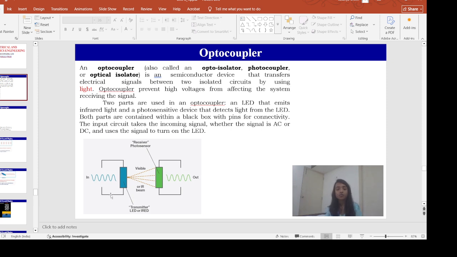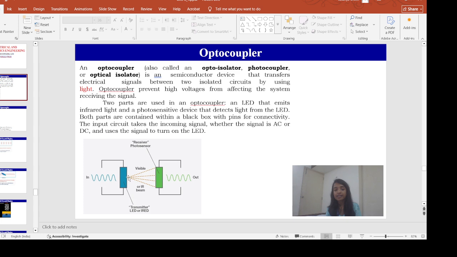So at the transmitter side, when you are giving the electric supply to this infrared LED, it will emit the infrared light, and at the receiver side we have a photosensitive device. As a photosensitive device, we are using the phototransistor. This phototransistor can be NPN type or PNP type. When this infrared light hits the base of this phototransistor, it will convert the light energy to electrical energy. So this is how this optocoupler circuit works.